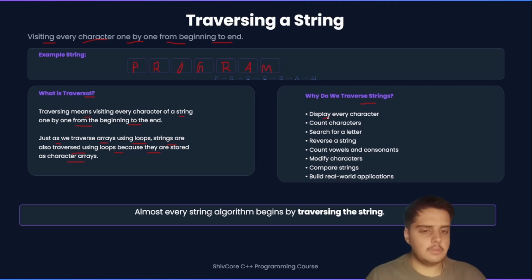So why do we need to traverse strings? Because we may want to display every character, count characters, search for a letter, reverse a string, count vowels and consonants, modify characters, compare strings, build real-world applications, and many more. Traversing a string is a very important topic and is used to manipulate and change strings to make coding better. Almost every string algorithm begins by traversing the string.